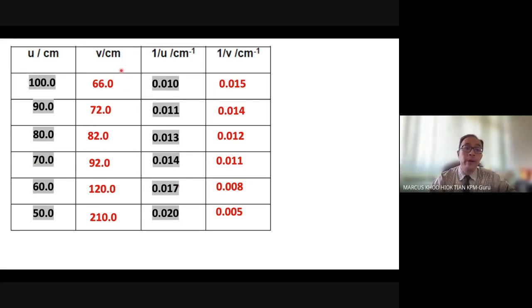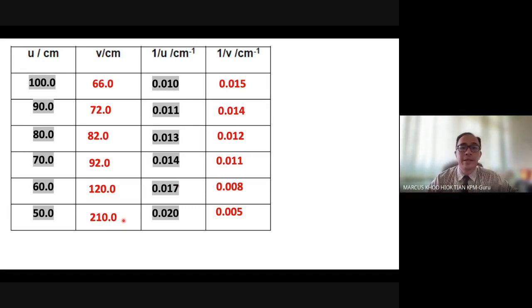Or the other way around. When the object distance decreases, the image distance increases. Is it consistent? Yes, it is. It is consistent, and I think that is more important than getting the right value. When we do experiments in general, it is the pattern and the relationship that we are more interested in, rather than what is the correct value.